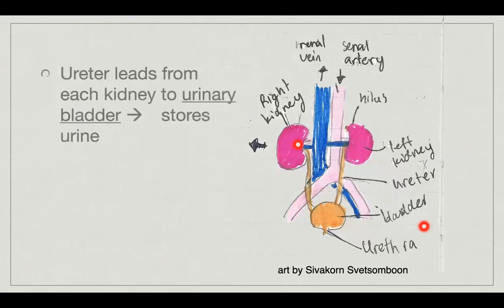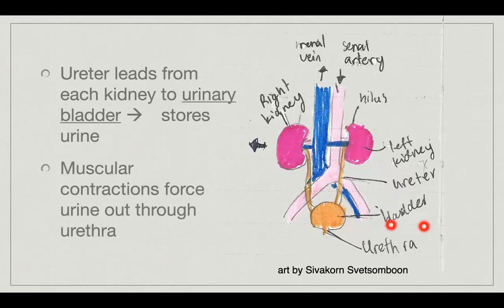Now, outside of the kidney, so you've got the renal pelvis. All of your nephrons are dumping the urine from the collecting duct into the renal pelvis. That's connected to the ureter, one on each side. The two ureters lead from each kidney to the urinary bladder. This is what stores the urine.